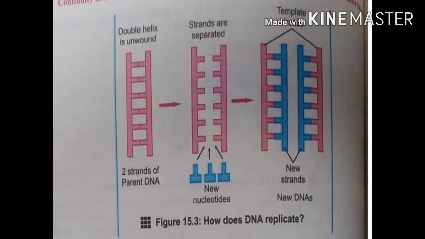These are the strands of parent DNA. Now strands are separated and new nucleotides are joining. Then there is a template strand. There are template strands and there are new strands at the end. Then there is a formation of new DNA.